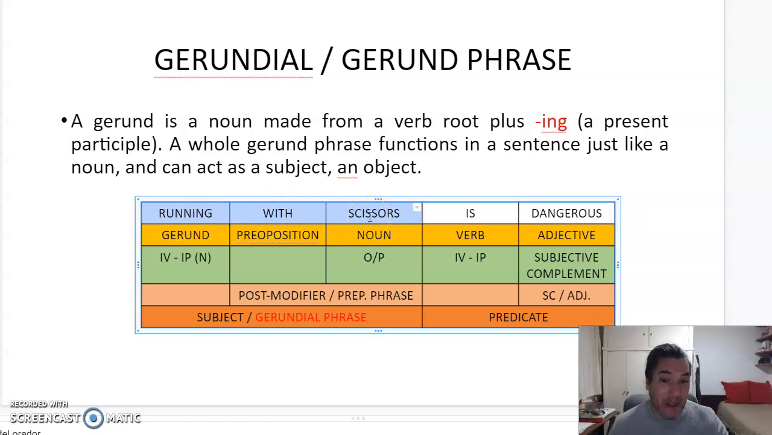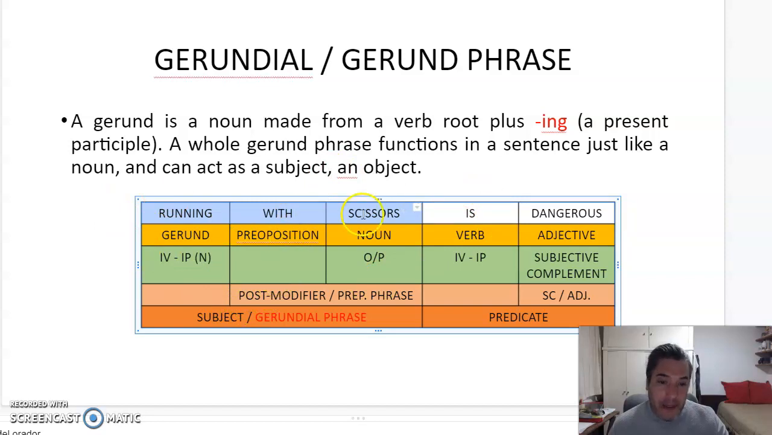With scissors, it's a complement. Remember that? It's telling you something about this running. What information do we have about this running? That it's running with scissors and they can be dangerous. So, running is the most important thing. It's the head, let's say. And we can call this a gerundial phrase.